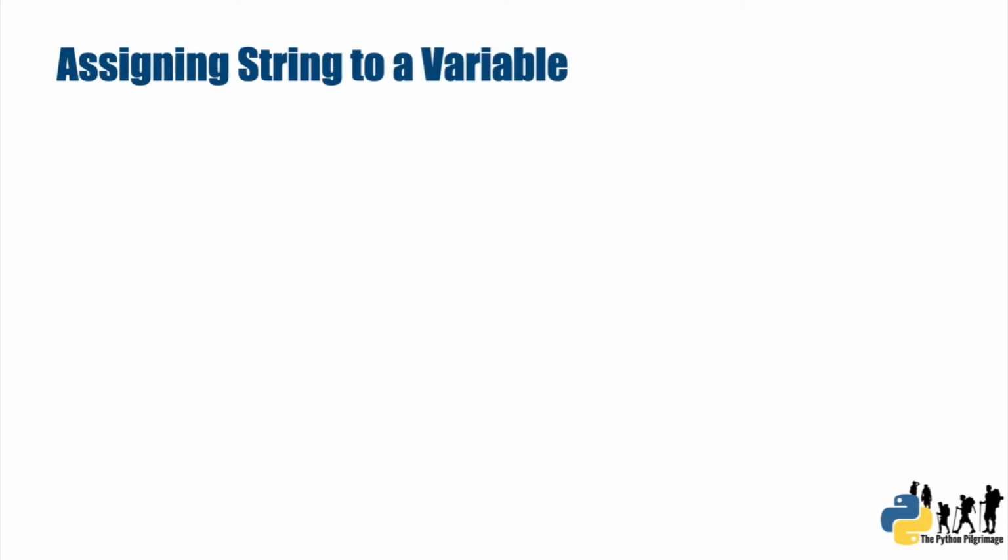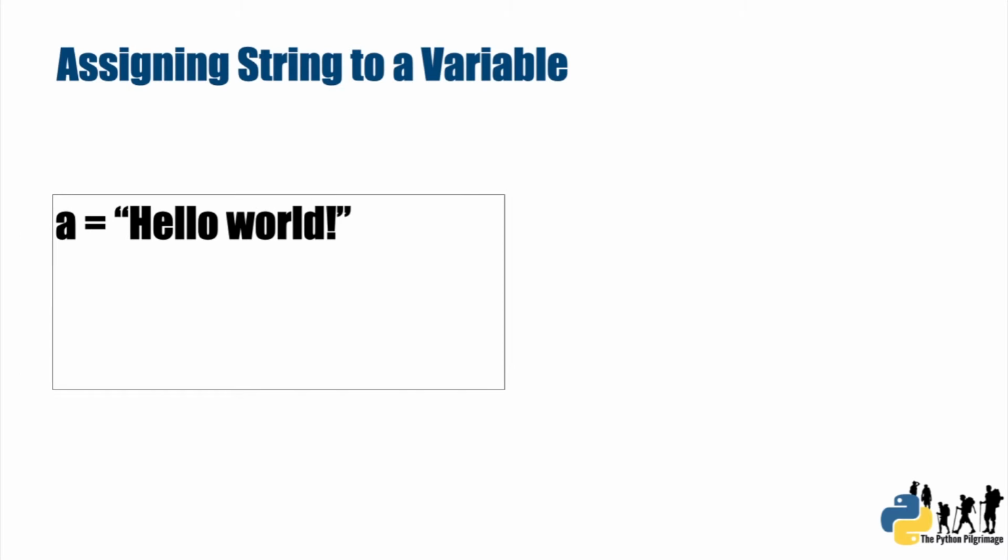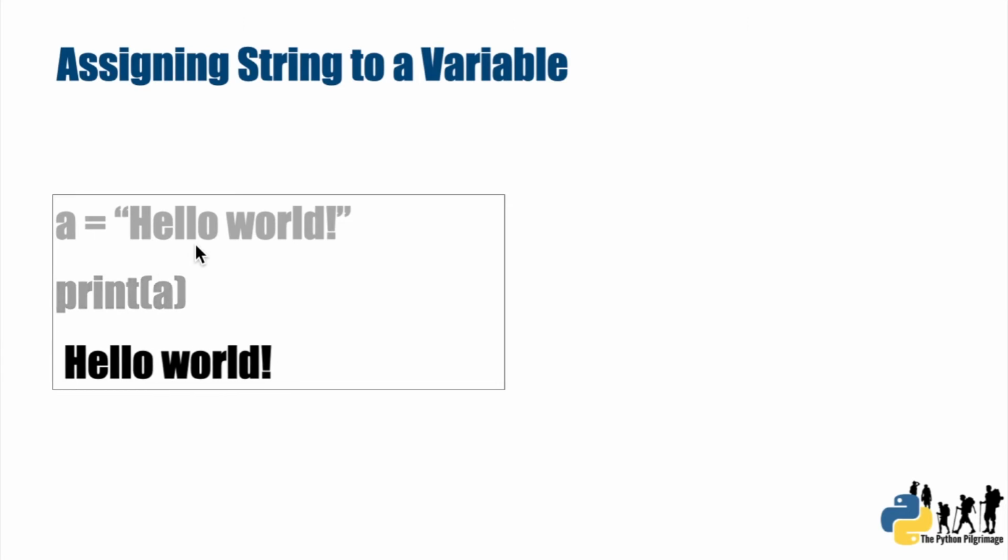Next is assigning literals into a variable. Most likely you'll need to work on strings and store them in a variable for easier access. So here's how it goes. The main symbol or sign for assignment is a single equal sign. Anything on the left of the equal sign is the variable. So here A is our variable and anything on the right is the value. In this case, hello world in double quotation marks is our value. So if we print A, we'll get hello world.